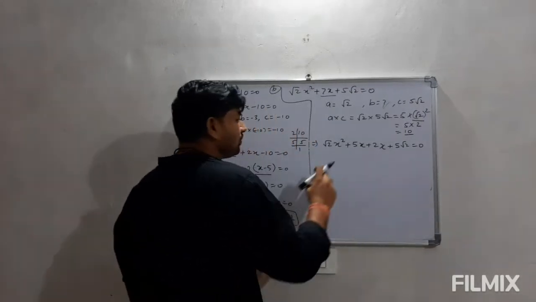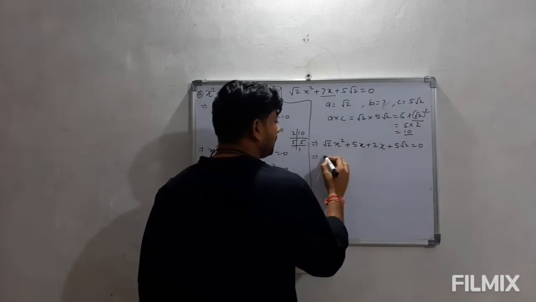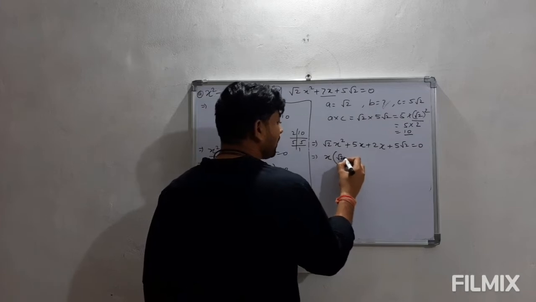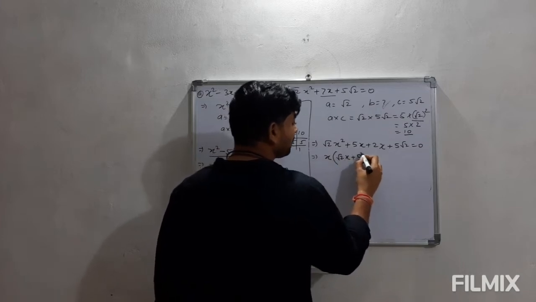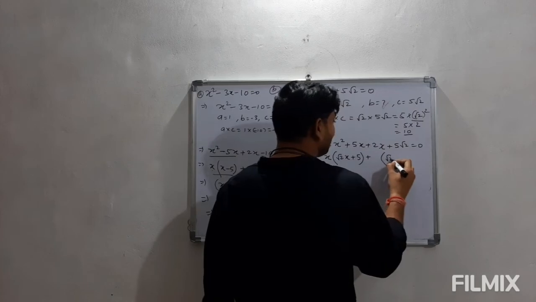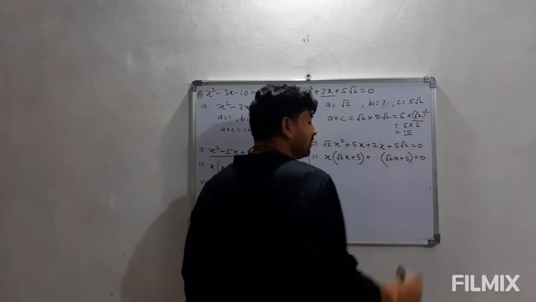So now look at these two. Here what is common? Clearly it is only x which we can take common. So root 2x will remain plus 5 is remaining. Now we have to write the same bracket in this. So root 2x plus 5 is equals to 0.